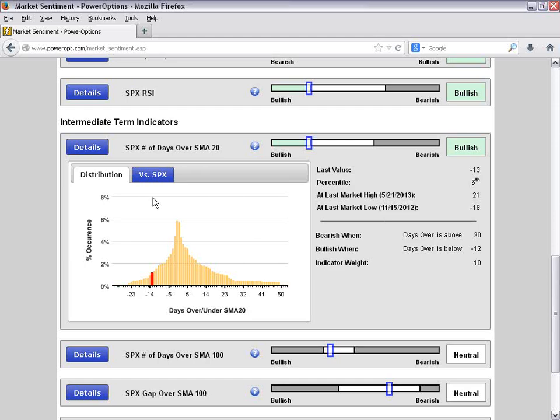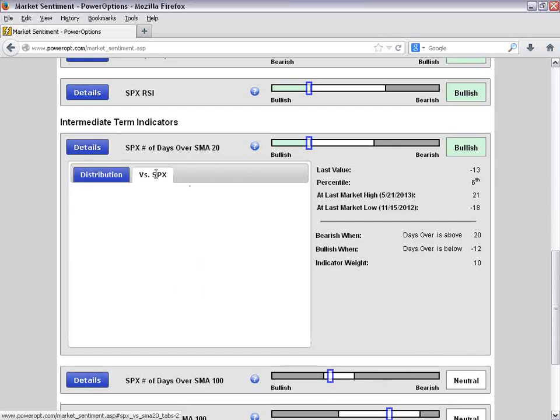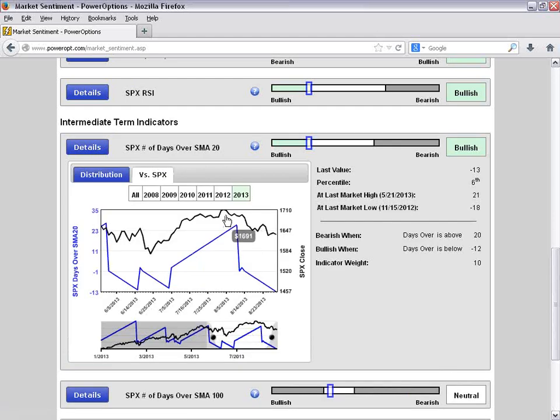Now, for every indicator, this is just the distribution level for the SPX days over the SMA 20, but you can also see this versus the SPX. So when I click on this tab here, it's a truncated view, of course, but what we're looking at is the number of days that the SPX is above. And we've dropped down here. This was the big change, of course, in reaction to Syria and some of the Fed comments.